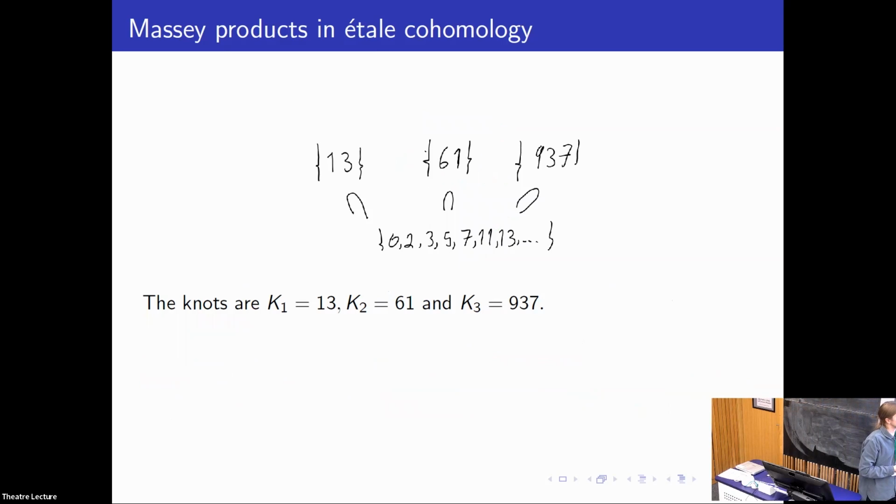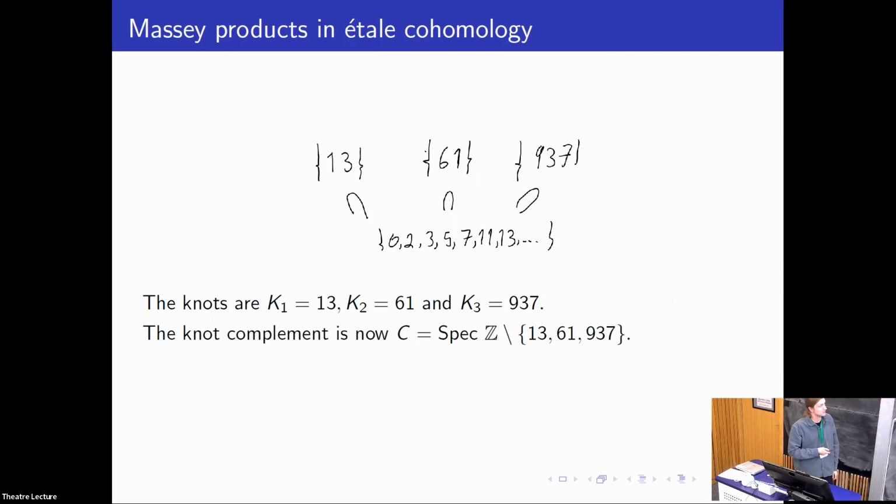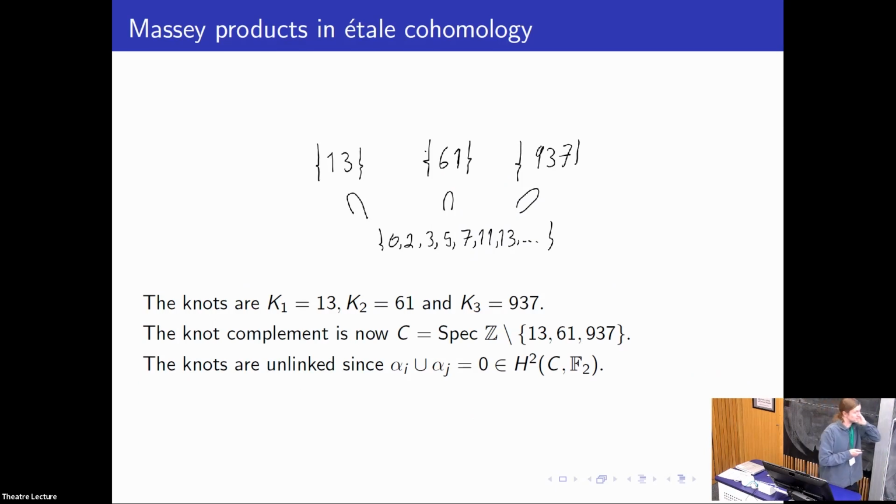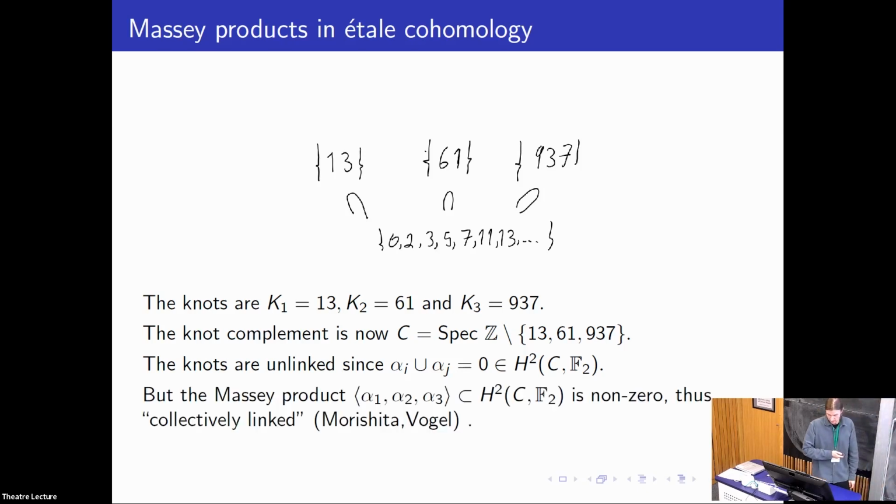And this you can translate perfectly well into the world of étale cohomology. So now we have three knots, 13, 61, and 937. Recall that these correspond to knots under this analogy. What's the knot complement now? Well, we take away the 3 primes. Then you can show that the knots here are unlinked since the cup products with coefficients in F2 are 0. And you can also show that the Massey product you get is non-zero. So these are collectively linked somehow.